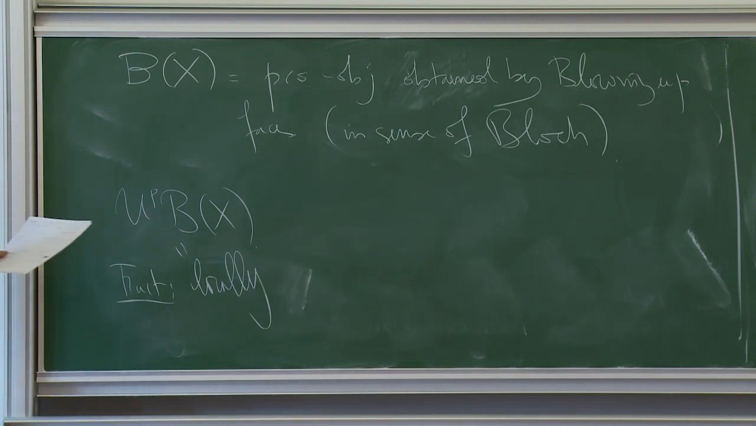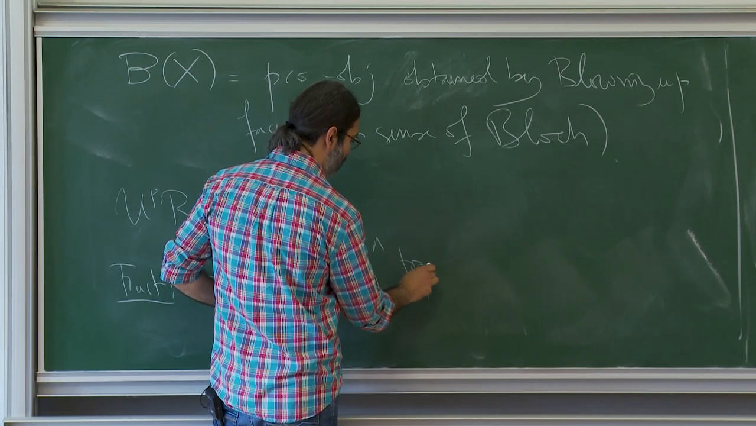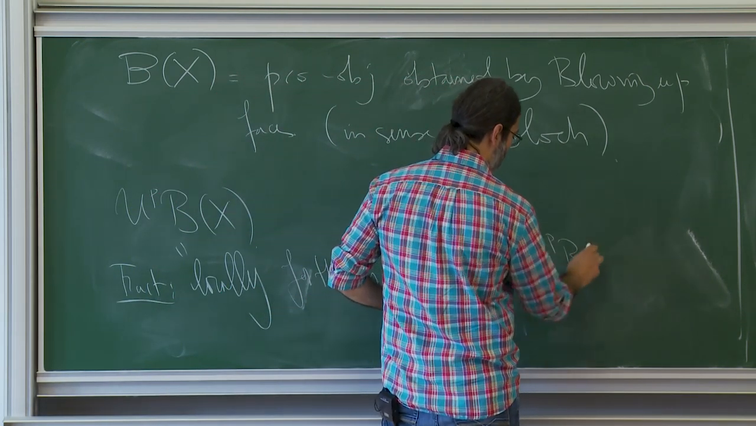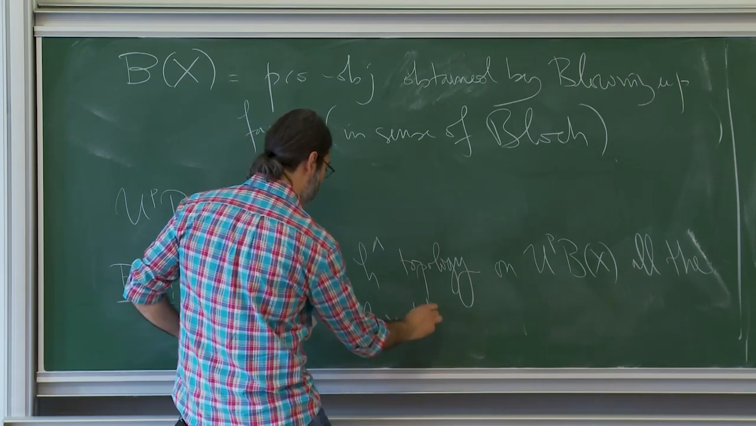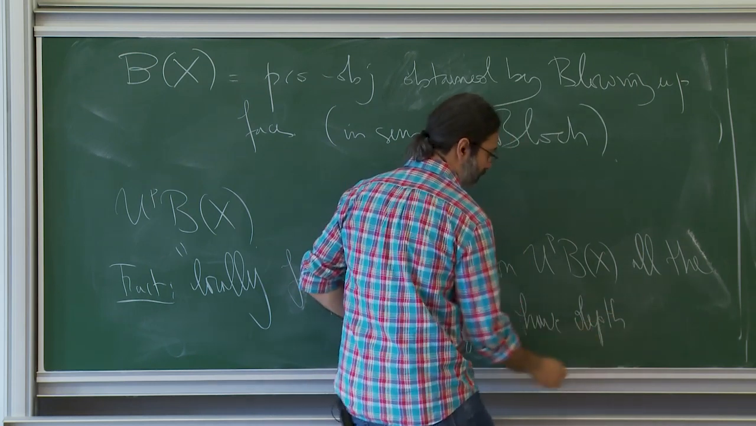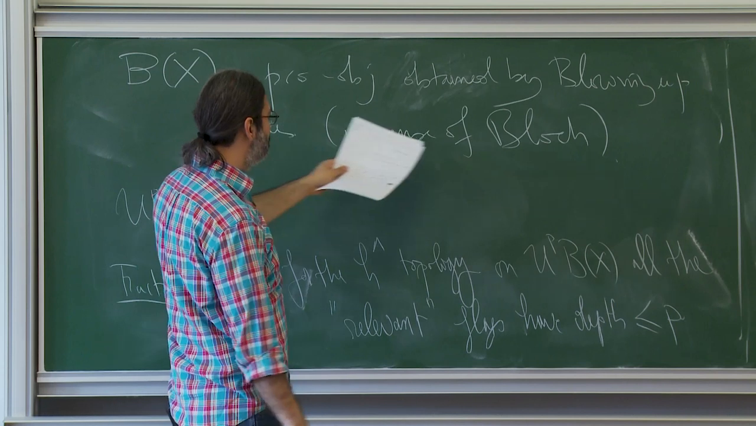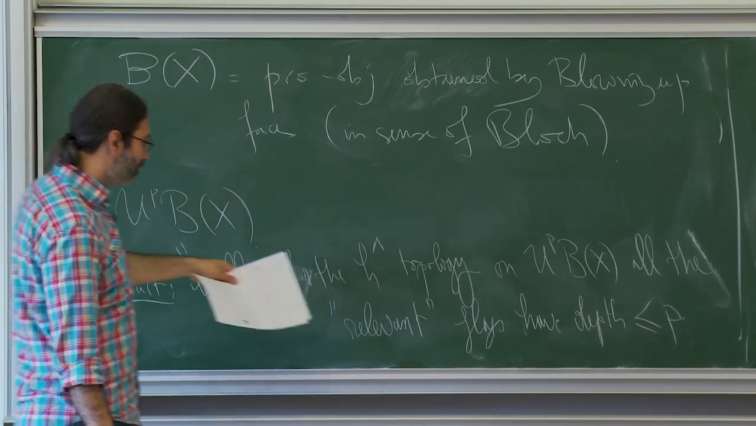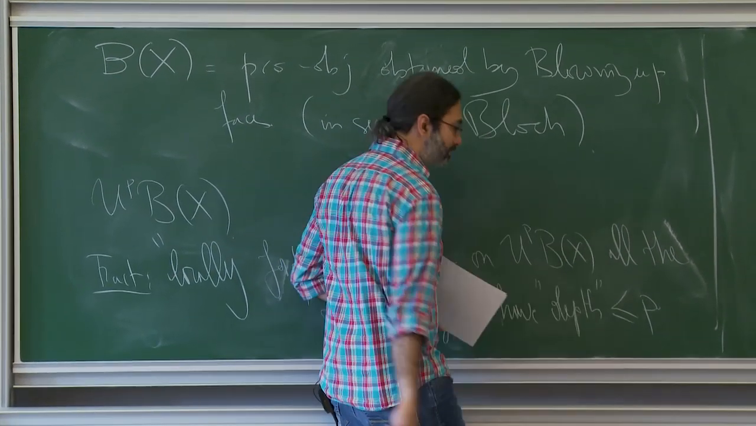I'm sorry, but locally for the H wedge topology, on this guy, so on UP B of X, all the relevant flags, again, I won't make this precise, have depths smaller than P. So by removing this closed subset, by doing this in this block tower of blowing ups, one can ensure that to compute the cohomology of this guy, you only need to consider flags which have small depths. Depths is a thing which I will not define.